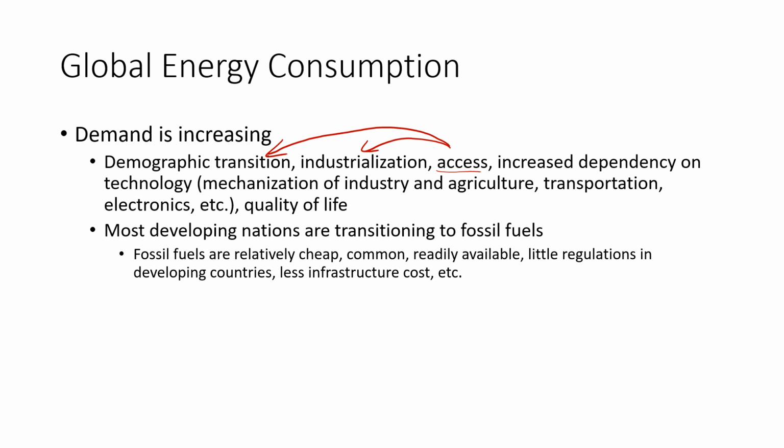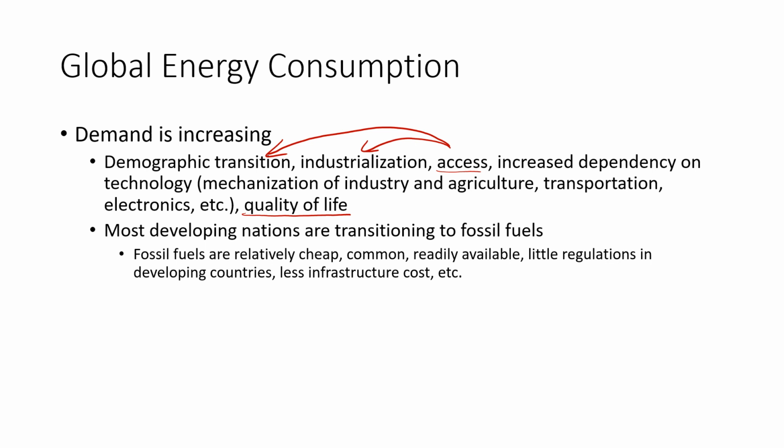As you transition into the demographic transition, you gain access to global markets and transportation networks. There's an increased dependency on technology, especially with industry and agriculture, and the quality of life, right? The quality of life is a huge thing. Why would a person that doesn't have electricity not want electricity, right? So there's a quality of life standard with this as well.